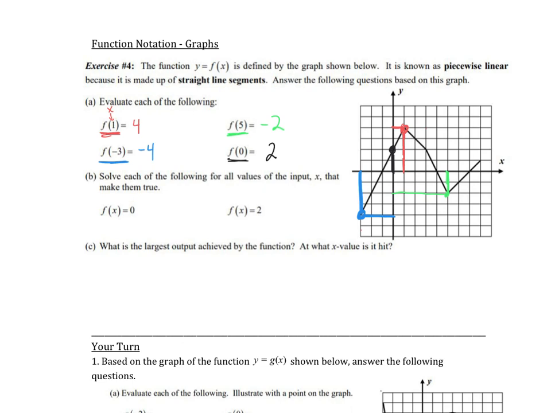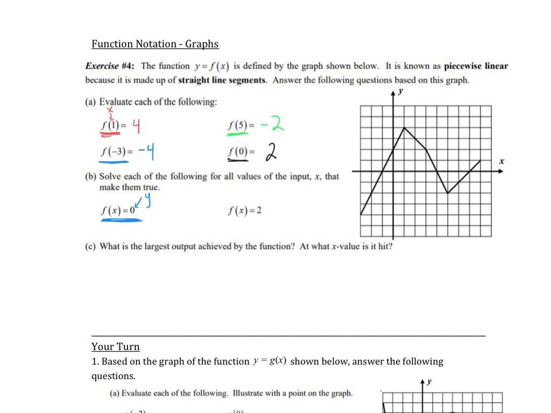Okay, so example B is going to be slightly different, right? So make sure you have those down. I'm going to erase the board, and then we're going to look at example B. All right, so it says solve each of the following for the values of the input that make them true. So for this one, I want to find the x value if I know my output or my y value is 0, right? F of x equals 0, that's basically the y value.